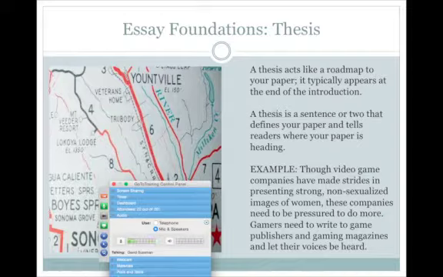The good news is, for this assignment, the thesis is actually pretty simple, at least in terms of understanding how it functions for this class, because your thesis will just be a statement about what your topic is, who your audience is, and what you want your audience to do about your issue. So here's an example of a thesis. Okay, though video game companies have made strides in presenting strong, non-sexualized images of women, these companies need to be pressured to do more. Gamers need to write to game publishers and gaming magazines and let their voices be heard.